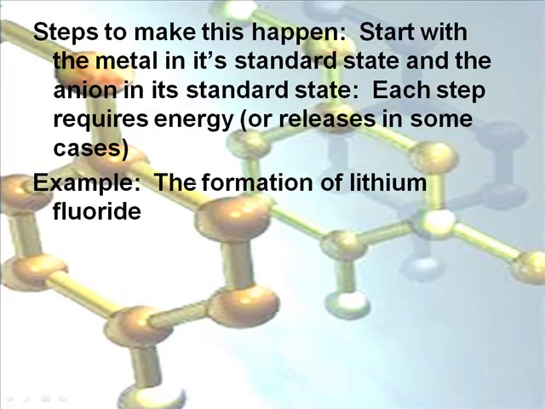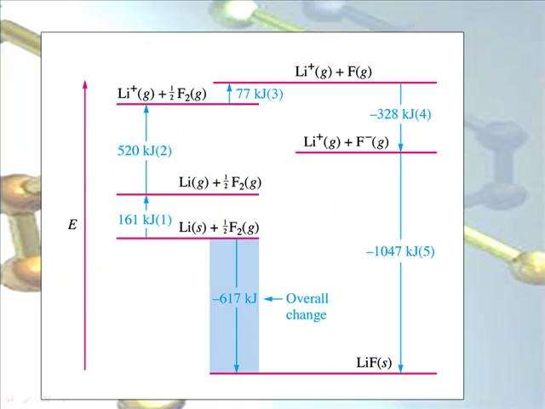Okay, so let's talk about how we would do this. These types of problems can get kind of crazy, and I think it has been a confusing thing. It's not so terribly difficult. There are some steps to make this happen. You start with the metal in its standard state, and then the anion in its standard state, and each step requires energy. We're going to try and make lithium fluoride.